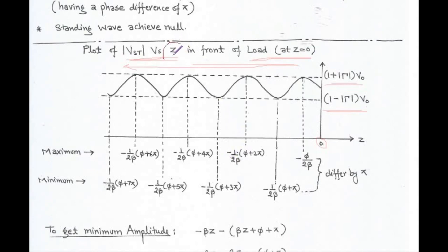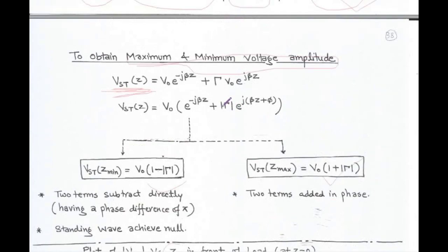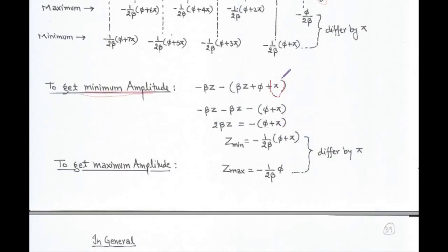Now to get a minimum amplitude, we put minus beta Z equals beta Z plus phi plus pi. Here pi is introduced in the reflected wave because when the incident wave is reflected back, there is a 180 degree phase shift, so we introduce a pi with the reflected phase. With the help of this condition we get a minimum amplitude. The minimum amplitude is obtained at Z minimum, and its value is minus 1 upon 2 beta into (phi plus pi). And to get a maximum amplitude we use Z max, which is equal to minus 1 upon 2 beta into phi, because there is a phase difference of pi between maximum amplitude and minimum amplitude.